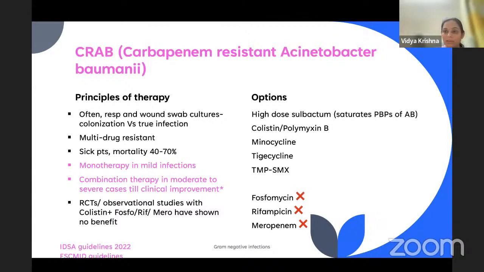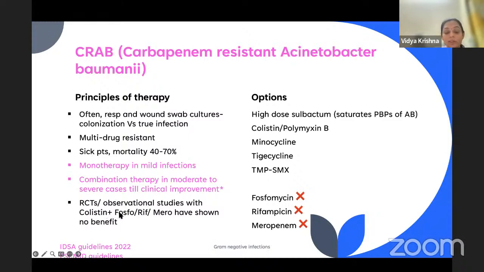So it's often multi-drug resistant. And usually it's when the patient is in the ICU for say a third or fourth week, that's when you start getting this. Obviously some ICUs will have it upfront, but most of the times it's a sick patient who already has a high mortality. So monotherapy is what is advised in mild infections. Okay, whereas if it's a severe infection, even though there is a randomized trial showing combination therapy does not seem to be better than monotherapy in severe carbapenem-resistant infections, still the guidelines recommend combination therapy because the drugs that we have are not so great.